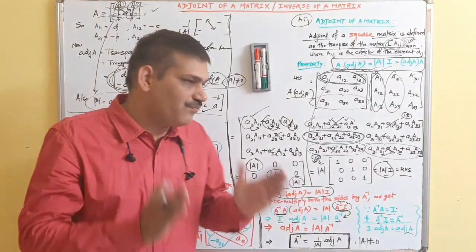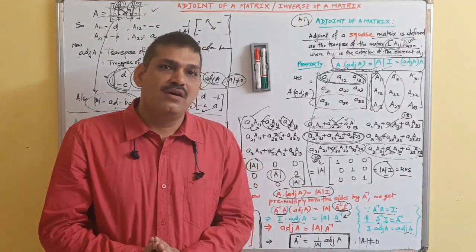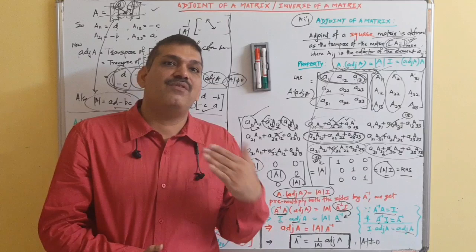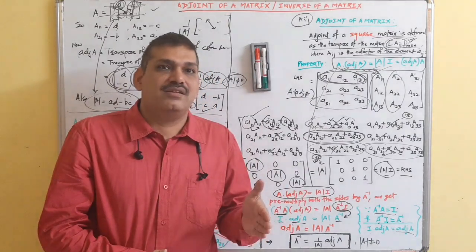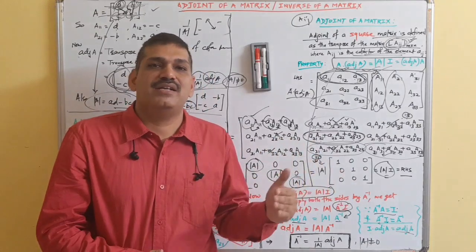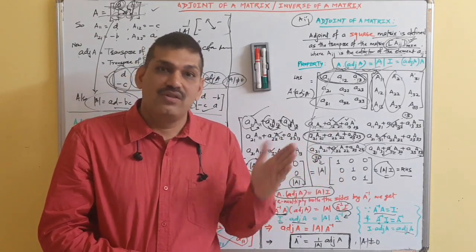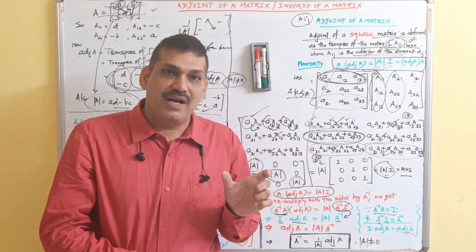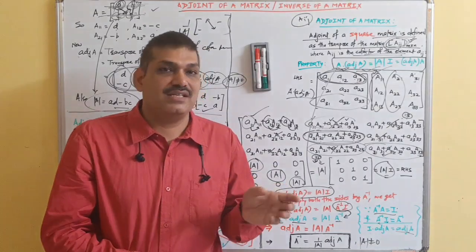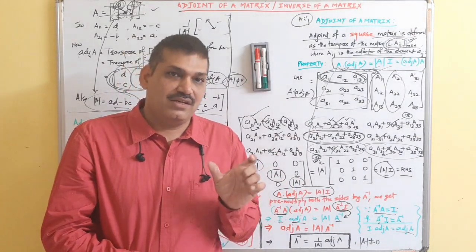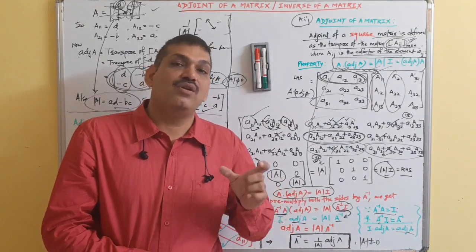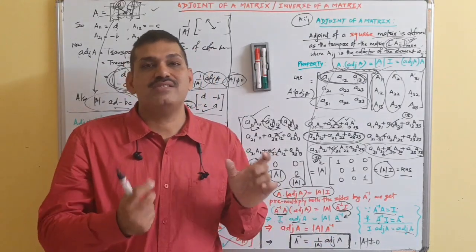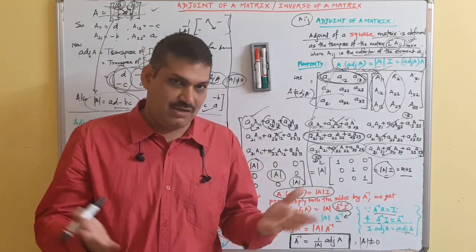So whenever we try to find the inverse of a matrix, first of all we find the determinant of A to decide whether the inverse of the matrix can be found or not. If the determinant of a matrix is 0, then it is said to be singular, and if the determinant is non-zero, then it is said to be non-singular, and non-singular matrices are invertible.